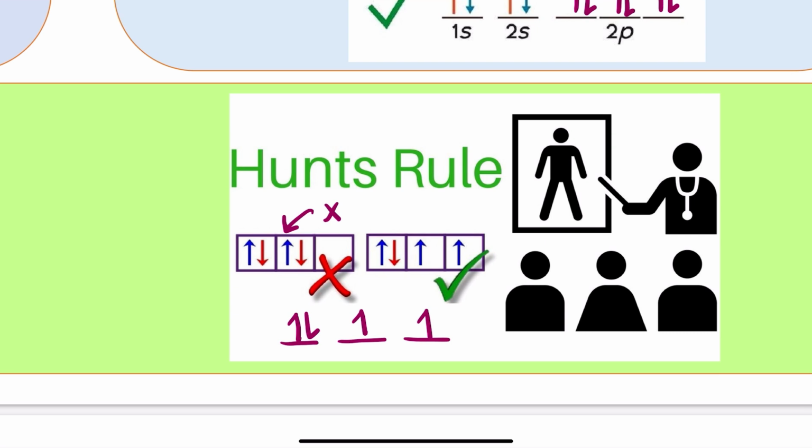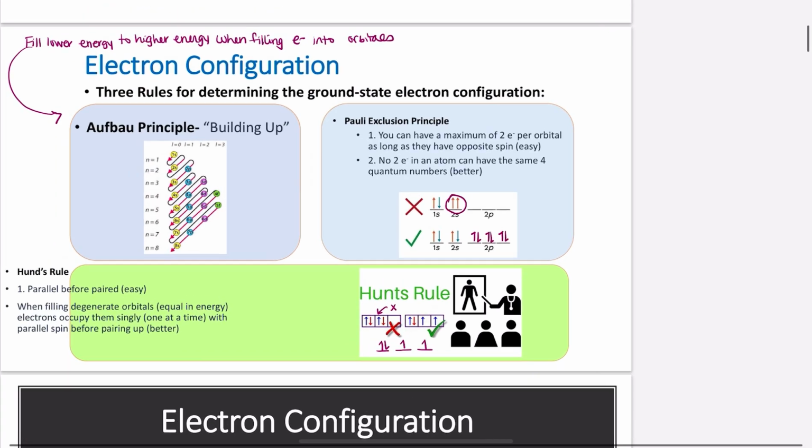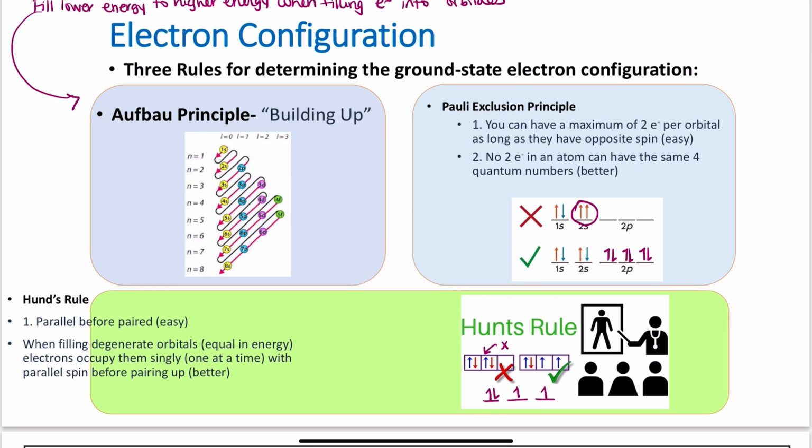It's kind of like you're filling up the seats on the school bus, and okay, maybe your best friend is there and you want to sit next to them, but most people are more likely to sit by themselves until they have to pair up. You want your own space. The electrons want their own space before they have to pair up. So Hund's rule tells us the electrons will fill the orbitals parallel before paired. And again, degenerate orbitals just mean that they're equal in energy.